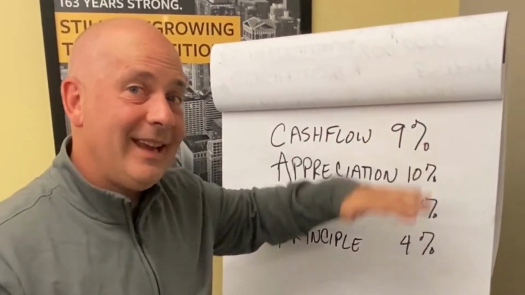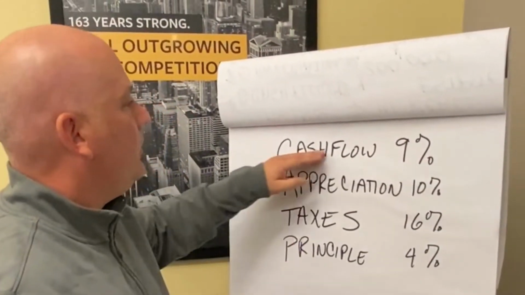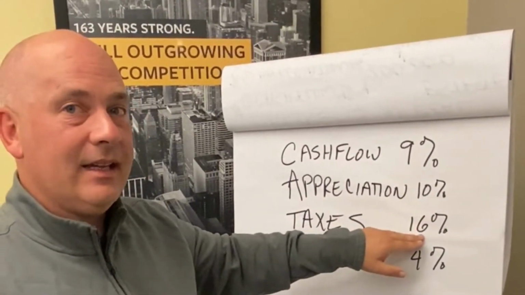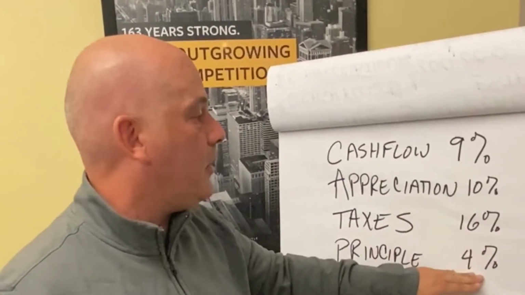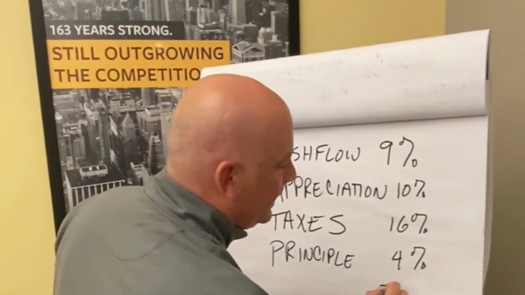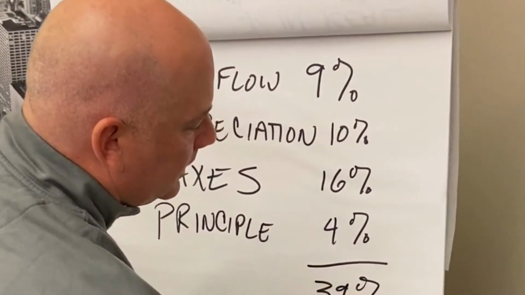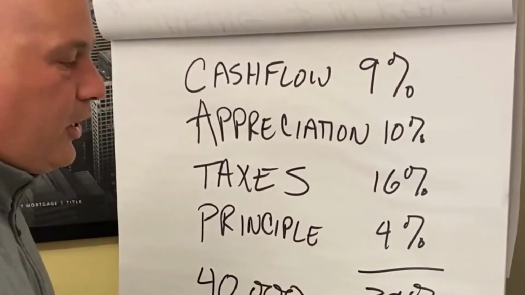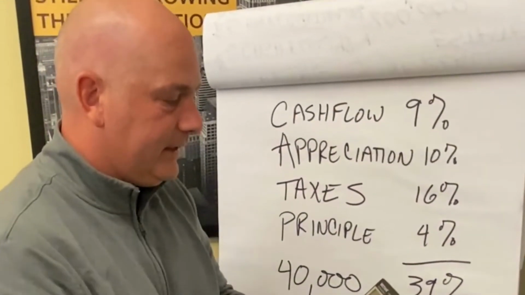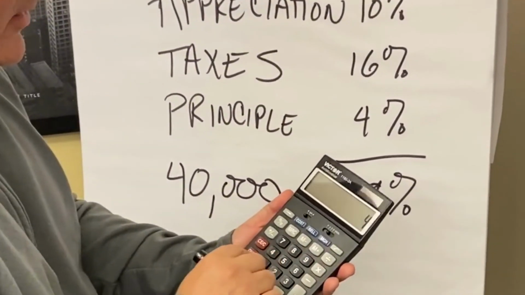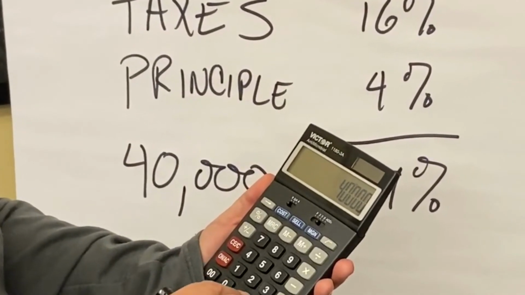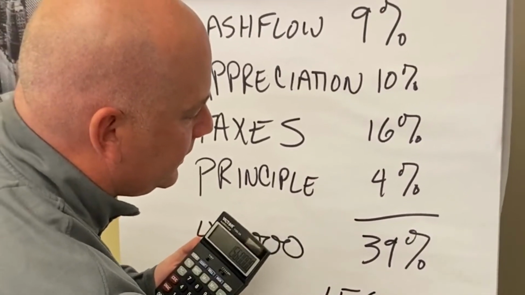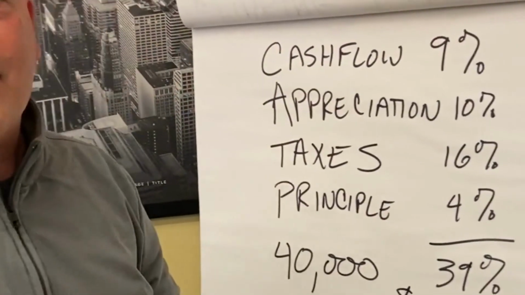Now we're going to calculate your rate of return. You have cash flow at 9% plus 10% appreciation plus a 16% tax savings and a principal write-down of 4%. That's 39% on your money, which was the $40,000 down payment. Let's calculate this out: 39% times $40,000 is $15,600 every year. That is your cash-on-cash return.